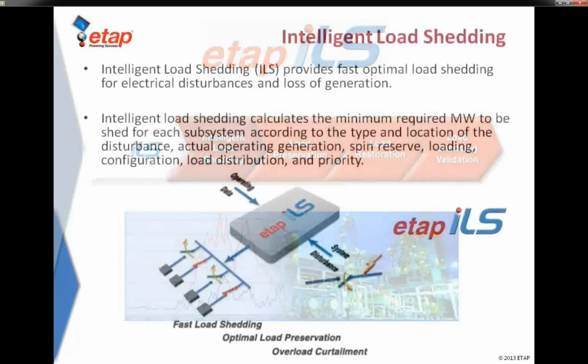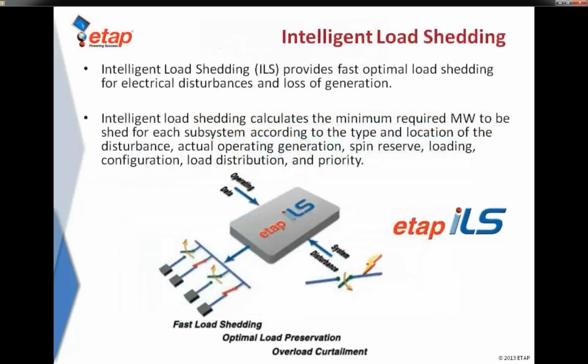ETAP-ILS is an integral part of ETAP. This patented technology works directly with the ETAP one-line diagram, analysis modules, and real-time modules. The ILS works on a concept of predictive system response to different disturbances under the actual operating conditions. The ILS provides fast optimal load shedding for both transient and steady-state conditions.